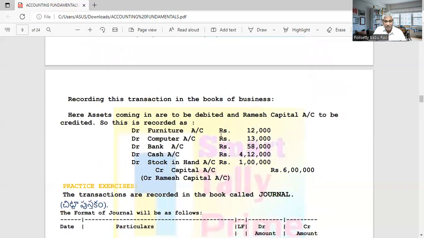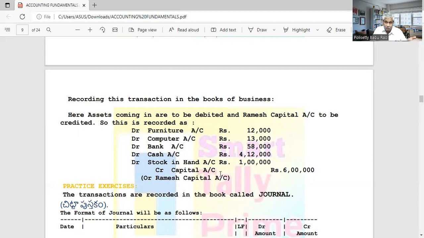See here. Furniture account, debit. Debit furniture account 12,000. Debit computer account 18,000. Debit bank account 58,000. Debit stock account 1 lakh, and at last debit cash account 4,12,000. Total amount is 6 lakhs. Credit capital account. Here remember one thing. This capital account we can write in two forms. One is simply capital account, or another is we can add the name of the proprietor also. So Ramesh capital account. Since Ramesh started the business, we can write simply capital account or Ramesh capital account.